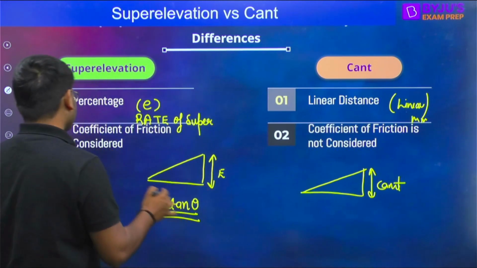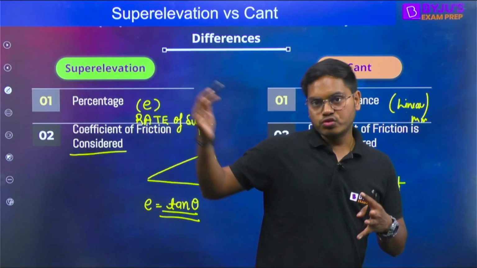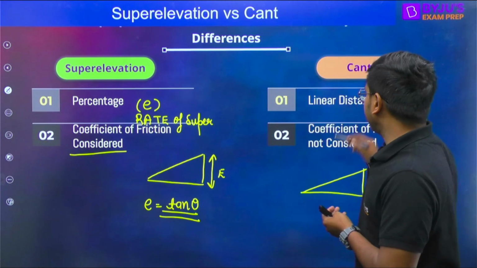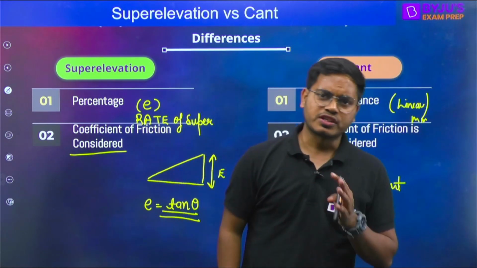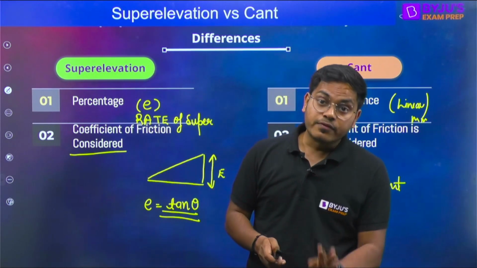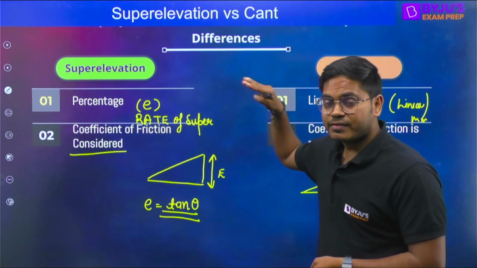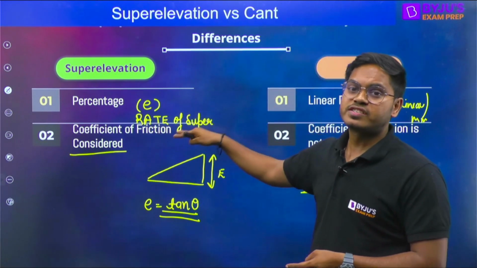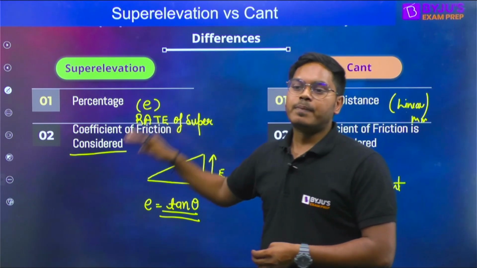Second difference is very simple. In super elevation we consider the friction also, as you have seen in the formula, but in Cant there is no friction consideration because we don't have that much of the friction component when we are on the railway track. So this was the difference, and the most important difference was this only. We actually have this misconception, this is not super elevation, this is rate of super elevation, and that is the reason why it is in percentage.